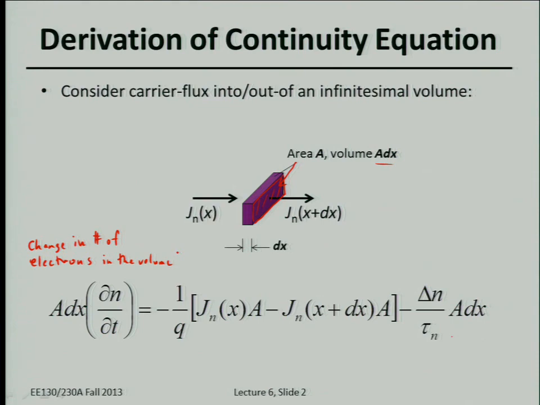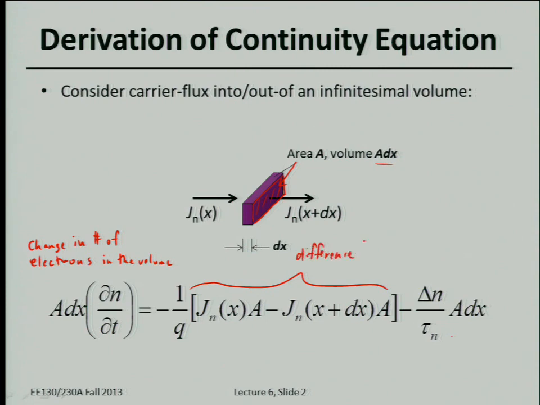Now, well, why would the number of electrons in that slab be changing over time? Well, there's two possible reasons. One is, well, you have more coming in than you have leaving, right? So that's what this first term on the right-hand side represents. It's basically, if there's a difference between the rate at which electrons are entering and the rate at which they're exiting, then there must be some accumulation or depletion of electrons in that volume over time. Does that make sense?